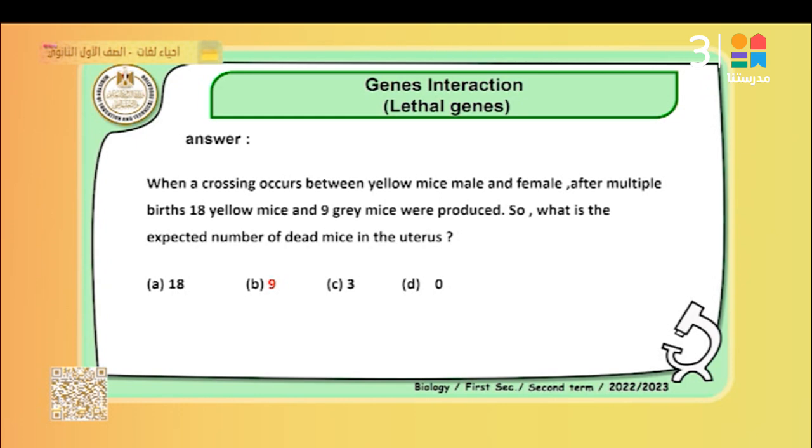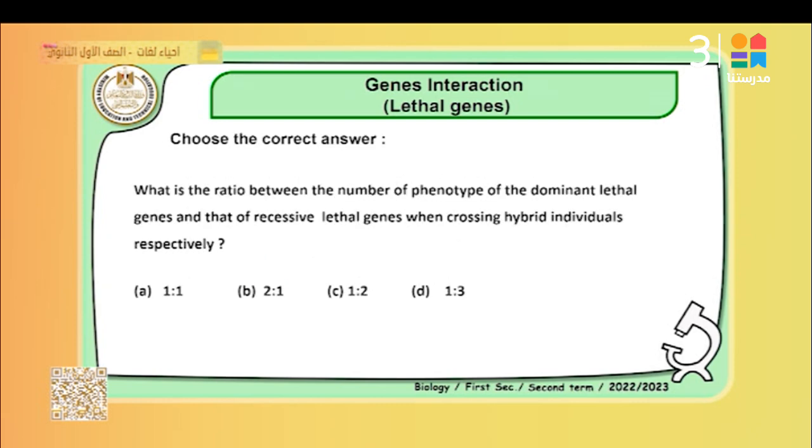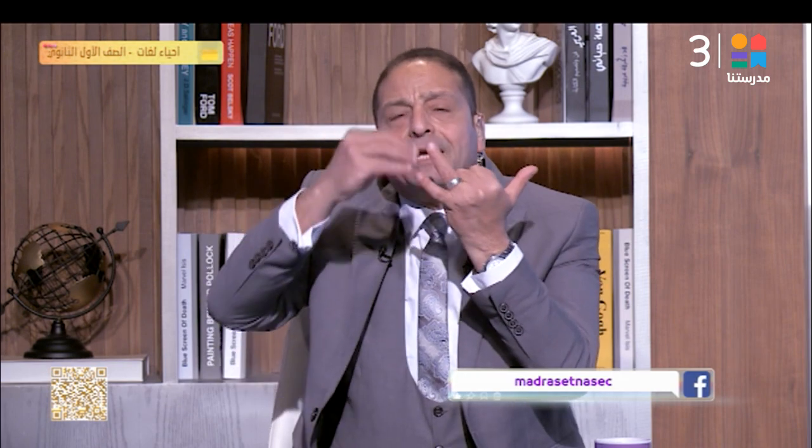Pay attention to me. And the second, choose correct answers. What is the ratio between the number of phenotypes of the dominant lethal gene and of recessive lethal genes when crossing hybrid individuals, respectively? The phenotypes found in the dominant lethal genes represent 2. Why? Because Y capital Y capital, death. Y capital Y small, survive. Y small Y small, survive. So there are 2 phenotypes. Y capital Y small represents phenotype yellow. Y small Y small represents the phenotype gray. So in the dominant lethal gene, 2 phenotypes.